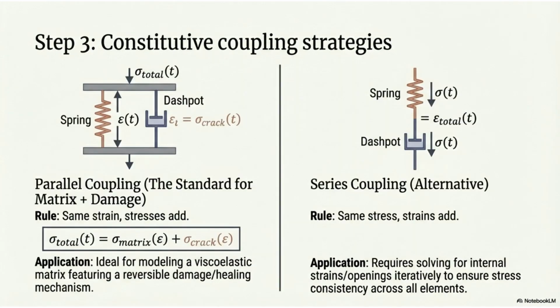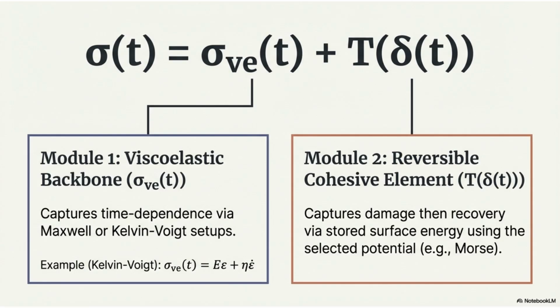Step 3 outlines constitutive coupling strategies. Parallel coupling, standard for matrix plus damage, means the same strain and stresses add up. Series coupling, an alternative, means the same stress and strains add up. The total stress is the sum of the viscoelastic backbone stress and the reversible cohesive element traction. The viscoelastic module captures time dependence. The reversible cohesive element module captures damage and recovery through stored surface energy, such as the Morse potential.